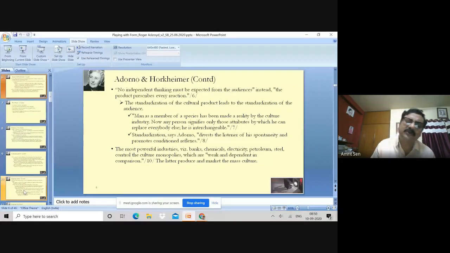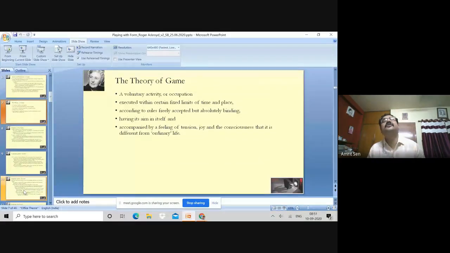And then we have talked about how the expectations of the detective fiction move. There's also been this theory about the game that detective fiction, especially the whodunit, is a game that is played between the author and the reader. It has certain codes of understanding. It has certain set rules. It has an aim in producing a kind of pleasure and is accompanied by a feeling of tension, joy, and consciousness that it is different from ordinary life. When you're reading detective fiction, you are not reading ordinary life in that sense of the term.